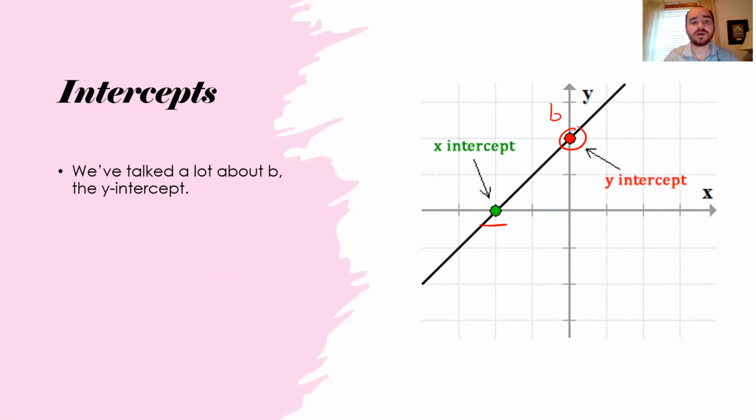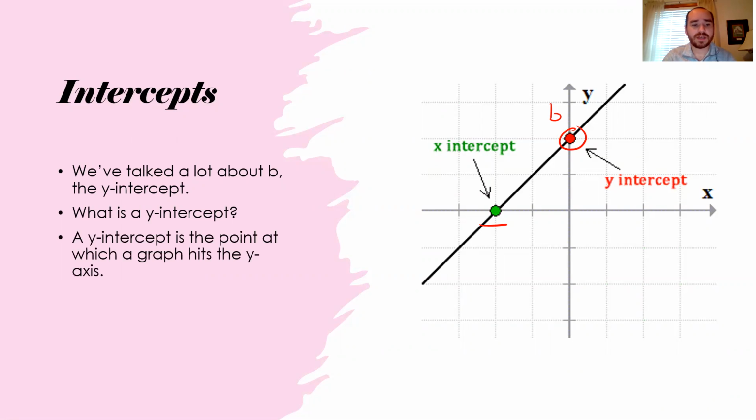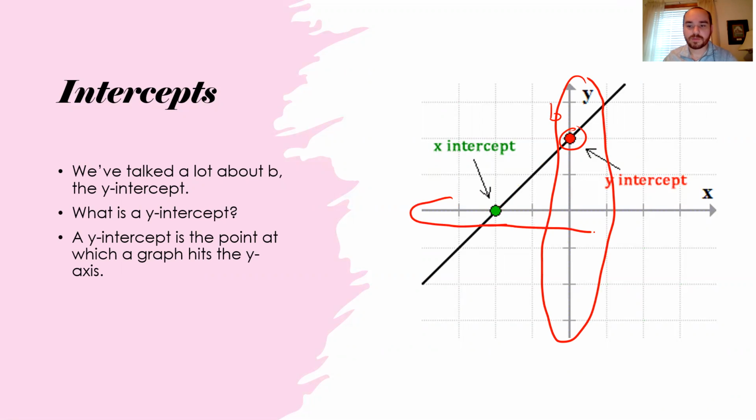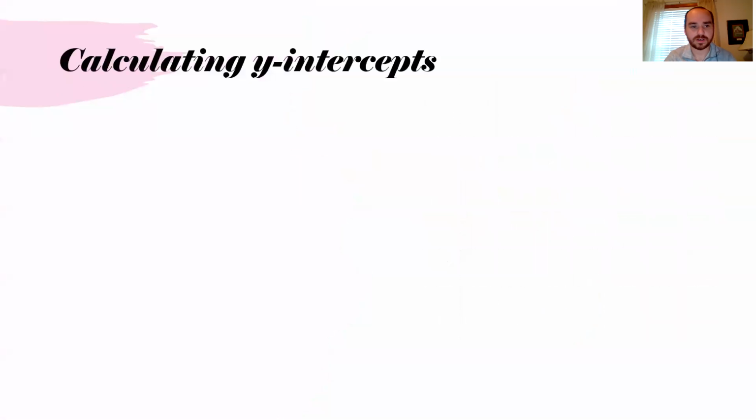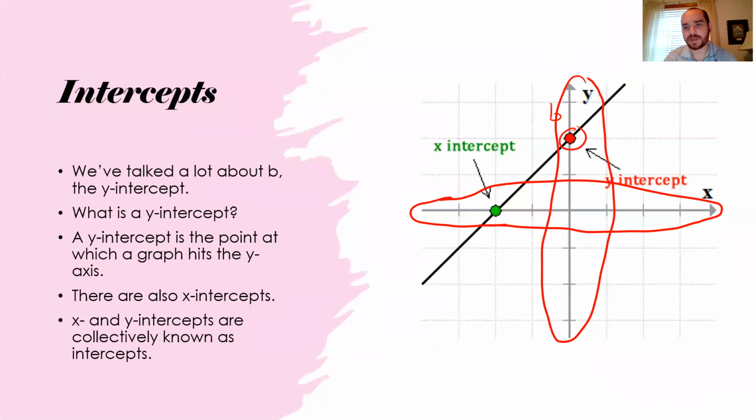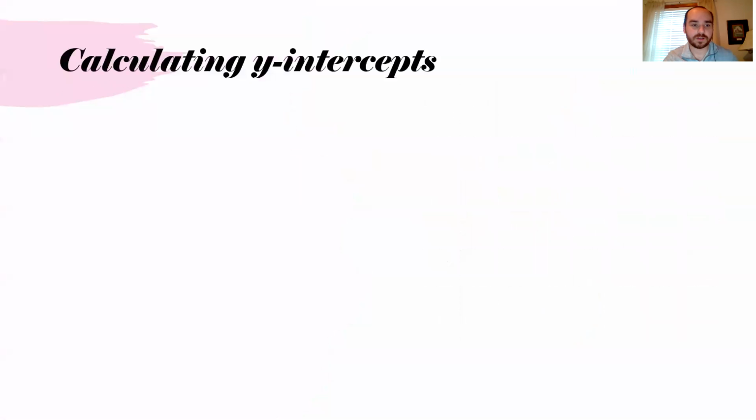We've talked a lot about b already, that's that y-intercept. But the y-intercept b is the point at which the graph hits the y-axis. So you're intercepting the y, right? Like, should make relatively simple conceptual sense. The x-intercept, by the same token, is the point at which the line intersects the x-axis. So x and y intercepts collectively are known as just intercepts. So sometimes you might be asked to calculate the intercepts of a line. They'd be asking for both the x and the y.